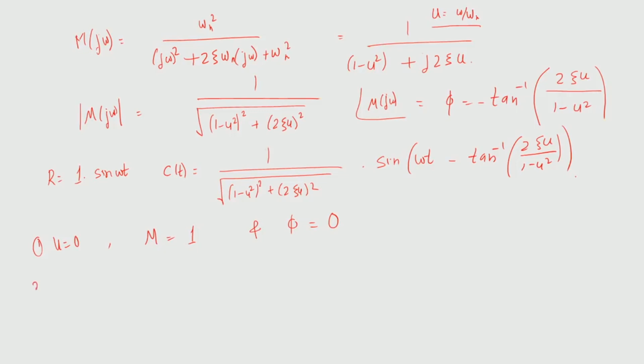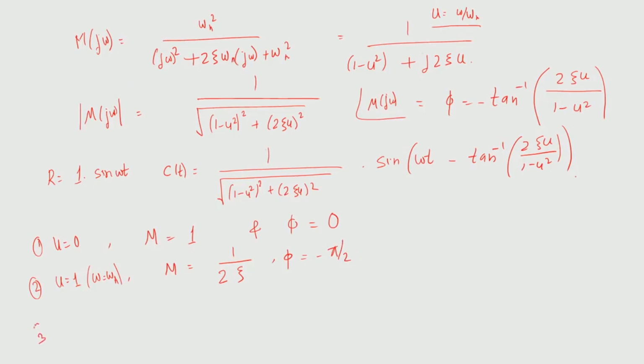Okay. Now, second is when u is 1, which means omega is omega n, the natural frequency of the system. What happens to m? U equal to 1, so this guy goes away. I have m as 1 over twice zeta, and phi, when u equal to 1, this guy becomes very large, and tan inverse of infinity I know is pi by 2. So, phi becomes pi by 2, or with a negative sign.